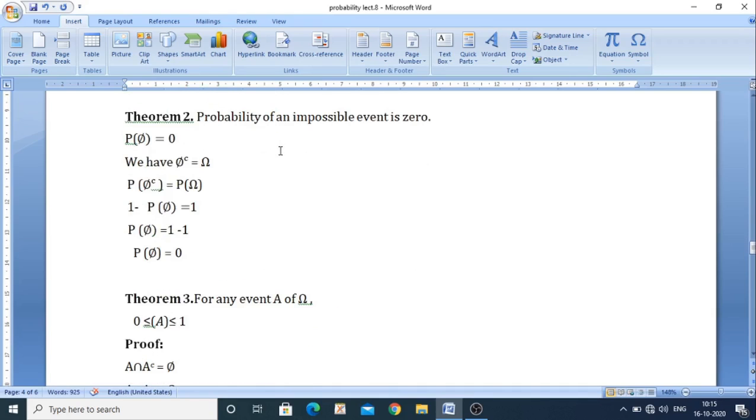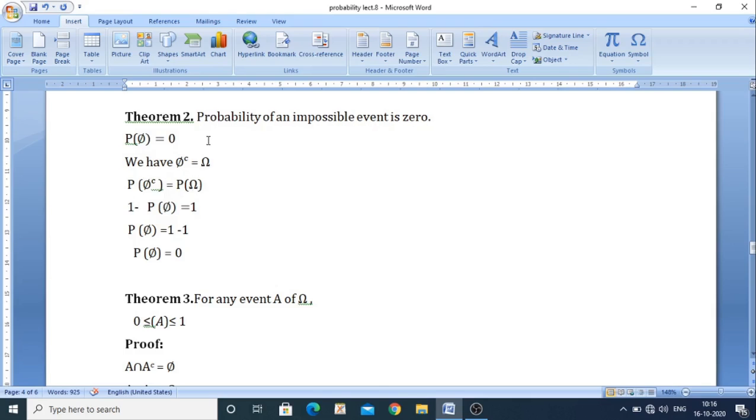Now second theorem, that is probability of an impossible event is always 0. Impossible event means phi. So P of phi is equal to 0, that we want to show. Now we know that phi complement is omega. So take the probability of both the sides. So P of phi complement is equal to P of omega.